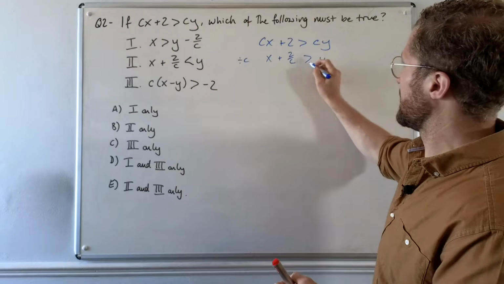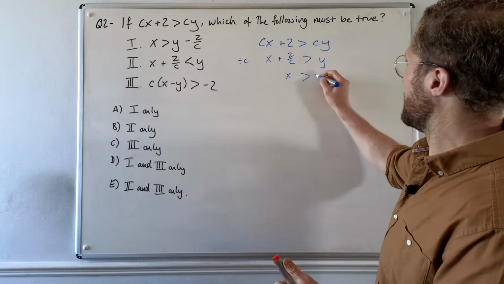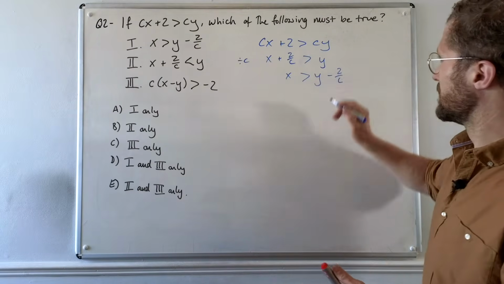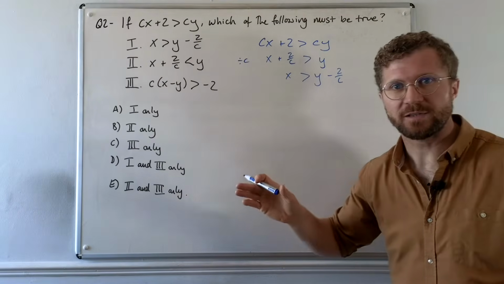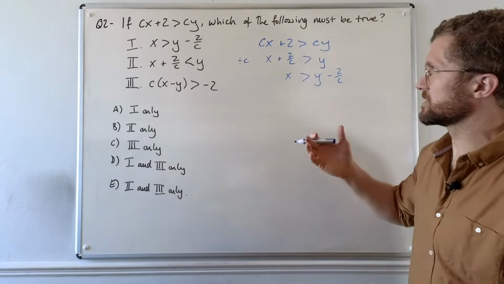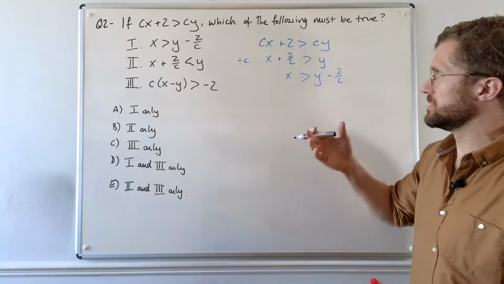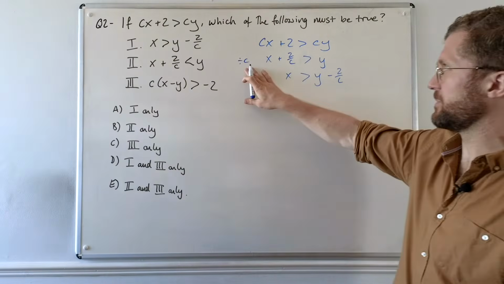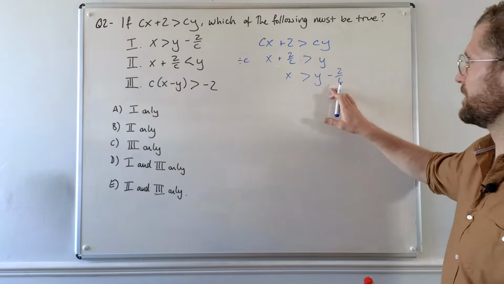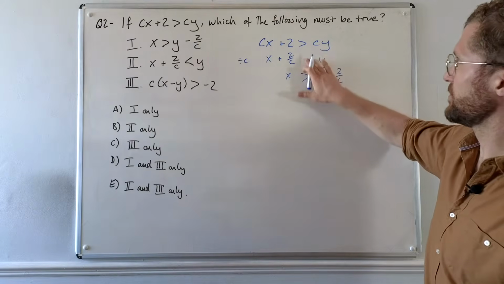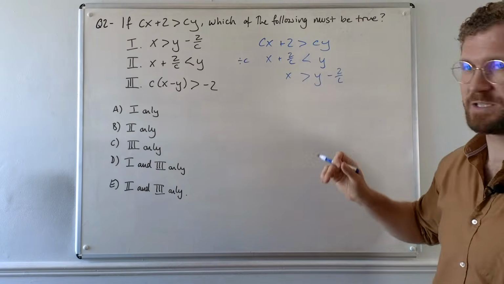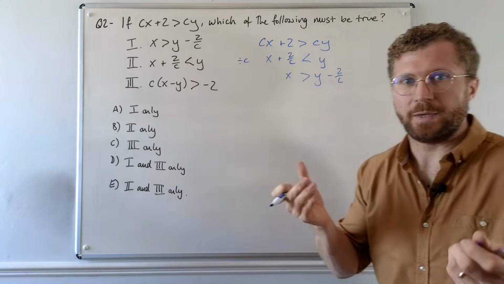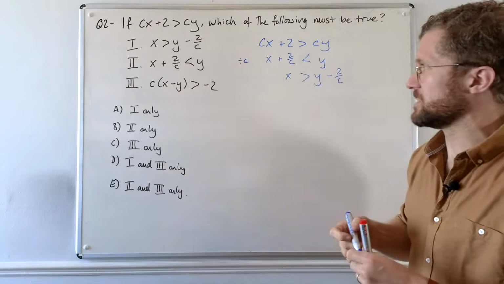If I kept it the same, and then move the 2 over c over to the other side, then it looks like number 1. So number 1 comes about if I divide by c and c is positive, and then I do a bit more manipulation. Number 2 comes about if I divide by c and c is negative. But I don't know whether c is positive or negative.